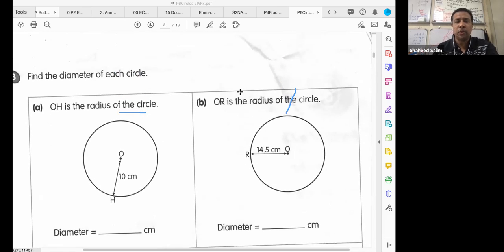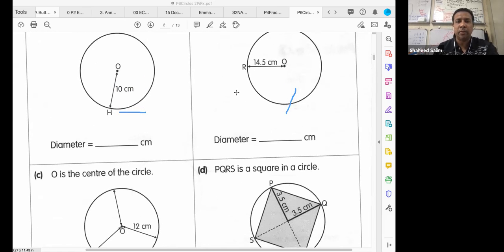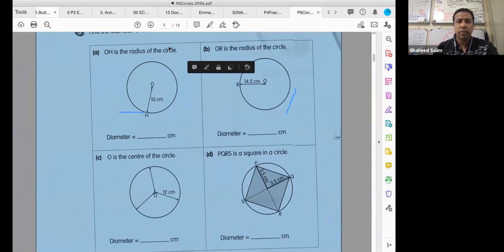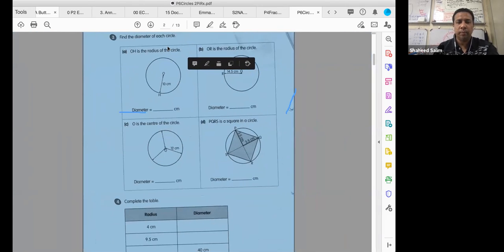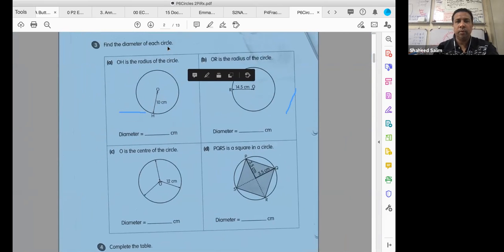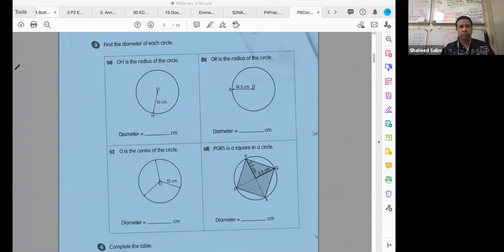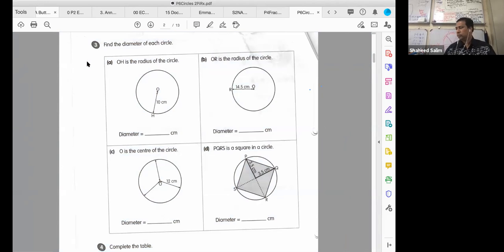Now they will ask you a different part down here. They're asking you for, hold on. Okay, you try now. They're asking for diameter now.